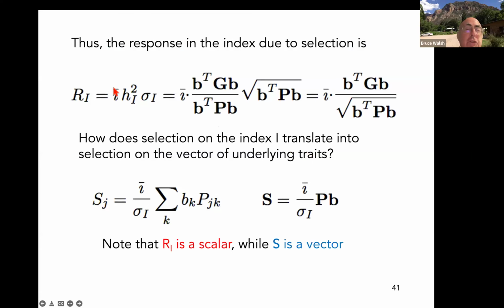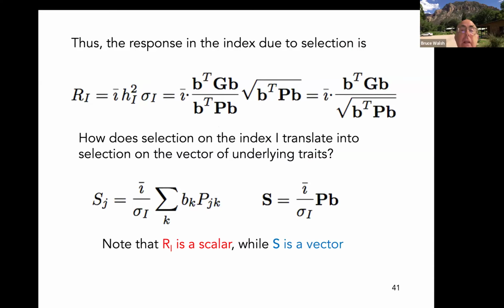And the response is just simply plugging things in here. This is one way to write the response. That index is another way to write the Breeder's equation. We know what those are. Remember, that's a scalar. It's a number. That's a number. So I can write it this way. That's a number, and that's the response in that index.